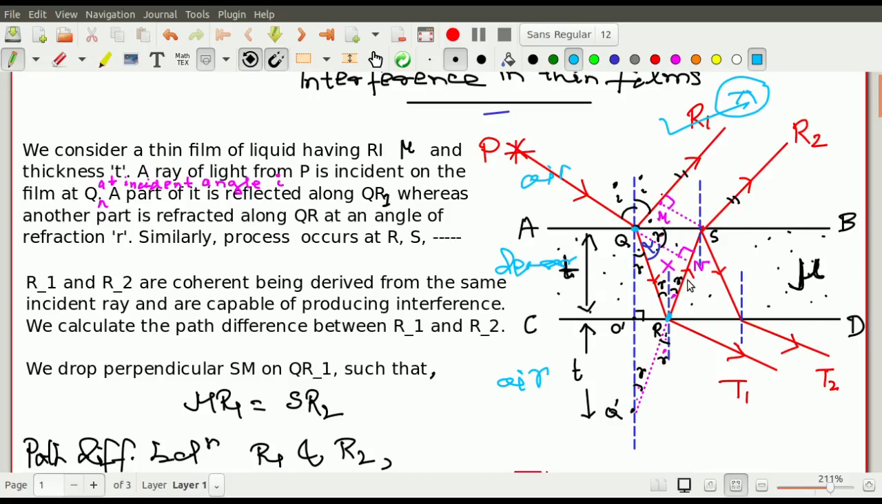rarer to denser. So there is no extra phase change of pi for the reflection at R, and that is why there is reflection, and this is the transmission. So that is how you understand that there is no extra phase change in R2. R2 তে কোনো extra phase change নেই, but in R1 there is definitely an extra phase change. I hope that you are getting it.